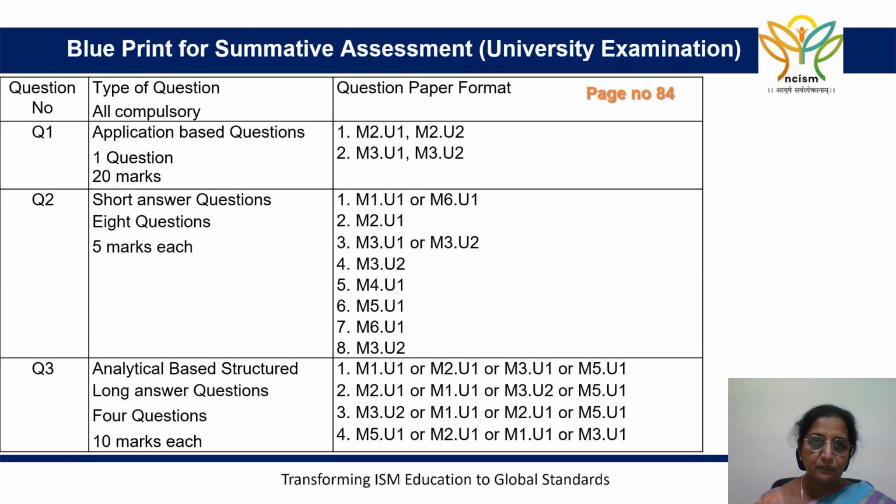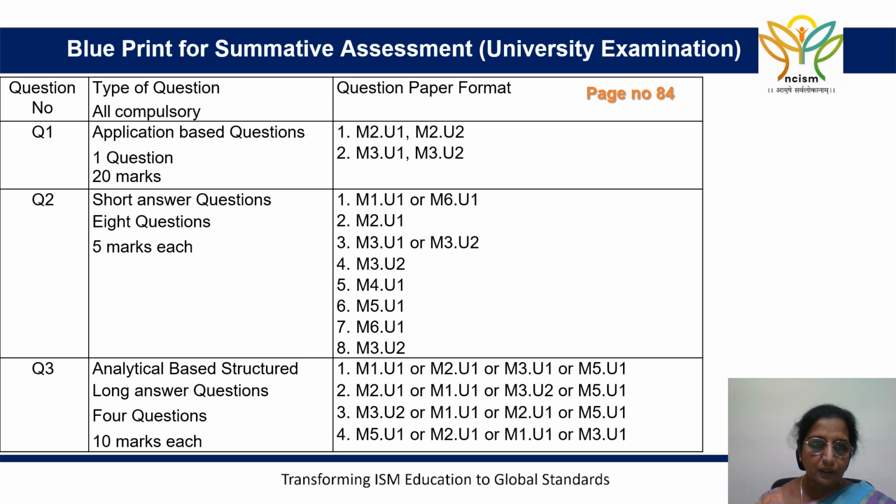Coming to the blueprint for summative assessment, that is university examination. This is a view from page number 84. It shows the question numbers, then the type of question, all questions are compulsory, and the question paper format, that is, the modules from which questions need to be taken are specified in the last column.